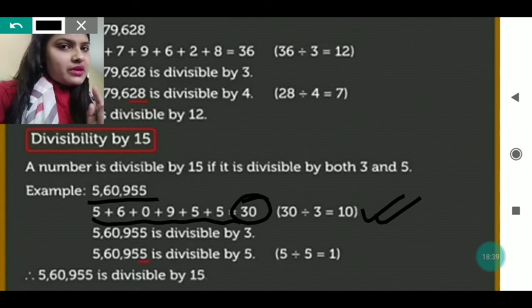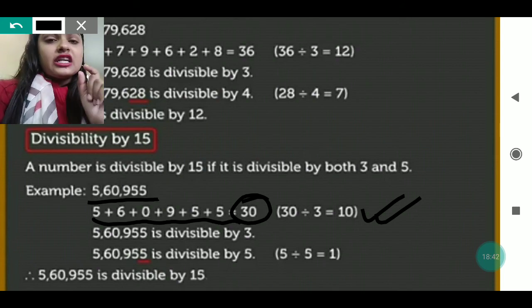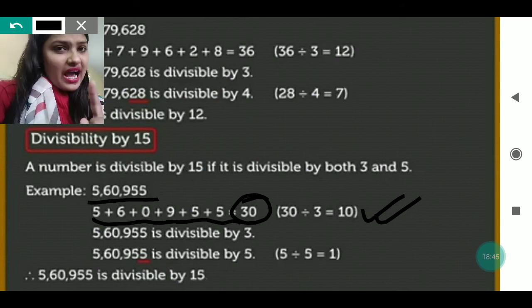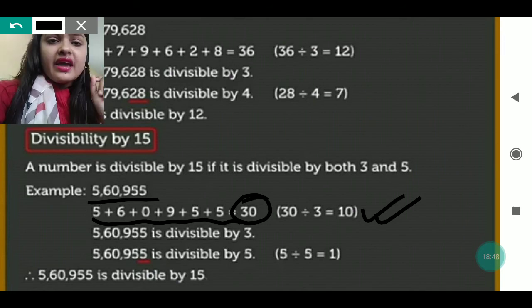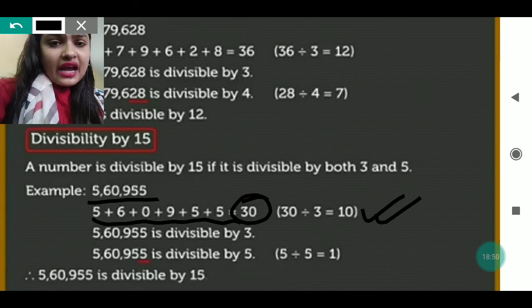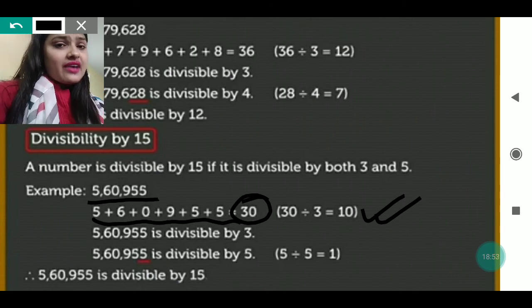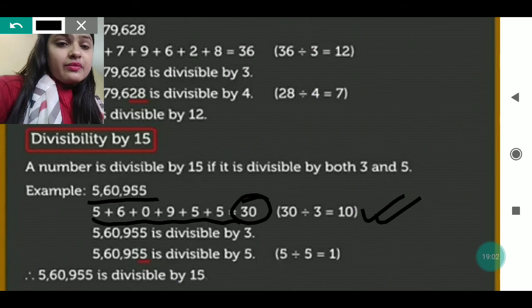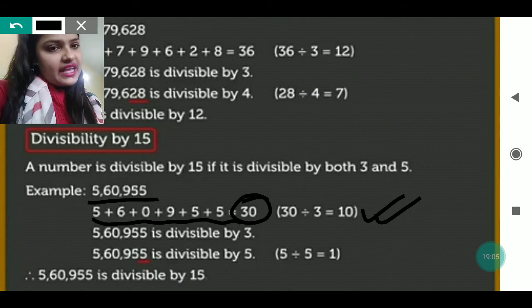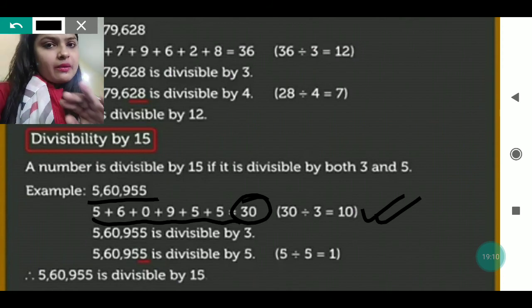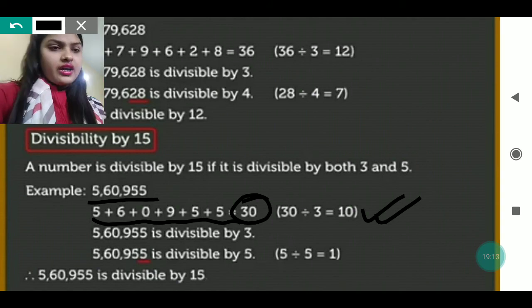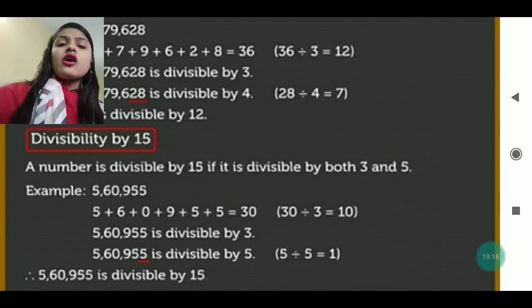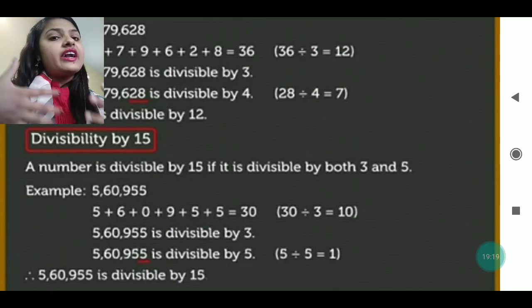How do we find out whether a number is divisible by 5 or not? Either the last digit should be 0 or it should be 5. Then only we can say that the number is divisible by 5. So 5, 6, 0, 9, 5, 5. In the last we are getting 5. We just have to see the last digit to check divisibility by 5. So yes, the last digit is 5. It means that the whole number is divisible by 15. If the number is divisible by both 3 and 5, then it is completely divisible by 15. So this is how we have learned the divisibility of different numbers.